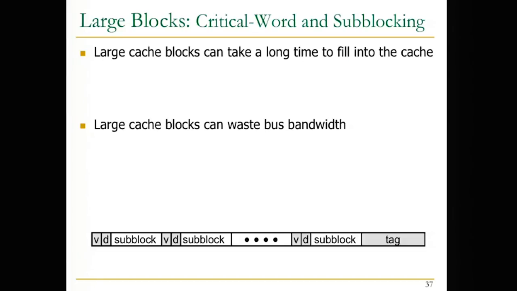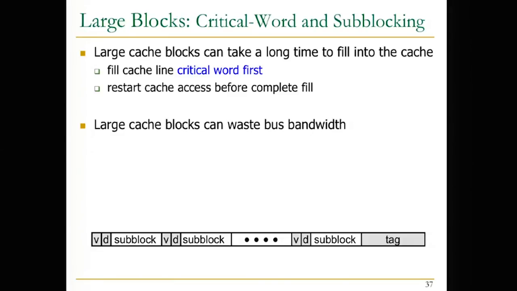But one of the issues with large blocks is they can take a long time to fill into the cache, right? If you have a 64-byte block and your bus is 8 bytes, it takes 8 cycles to fill the cache. That might be important, right? So what a lot of processors today do is, especially in the memory level, that 8 cycles is actually very long. It's not 8 processor cycles, it's 8 memory cycles.